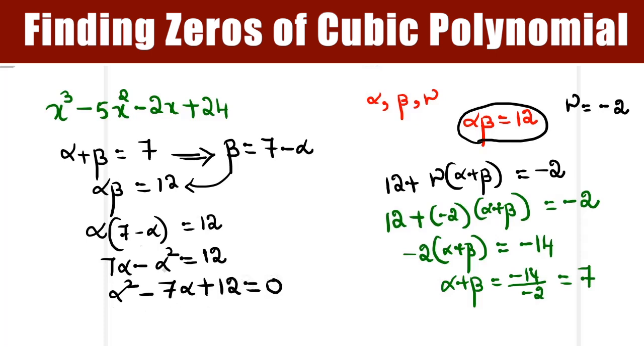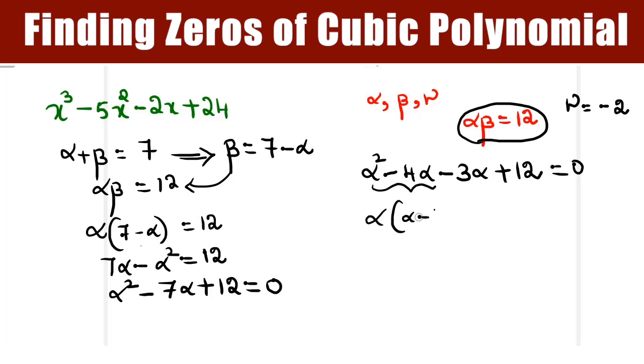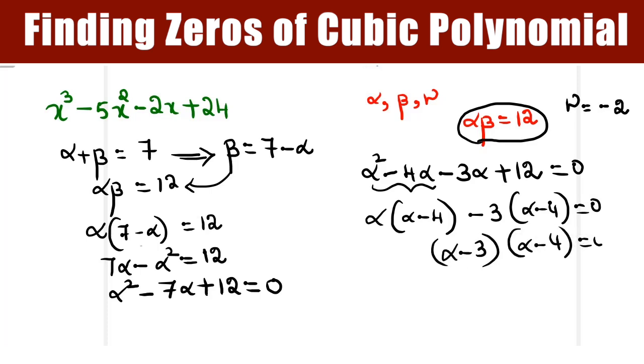So now I'm going to split the middle term and find two different values for alpha. So let's do that. So alpha squared, product has to be 12 and the sum has to be minus 7. So I'm splitting this as minus 4 alpha minus 3 alpha plus 12 is equal to 0. So taking the common term, alpha into alpha minus 4 minus 3 into alpha minus 4 is equal to 0. So it is alpha minus 3 into alpha minus 4 is equal to 0, which means alpha is 3 or alpha is equal to 4.